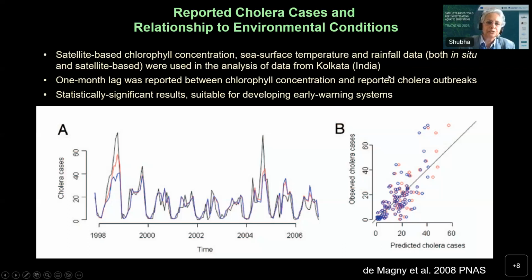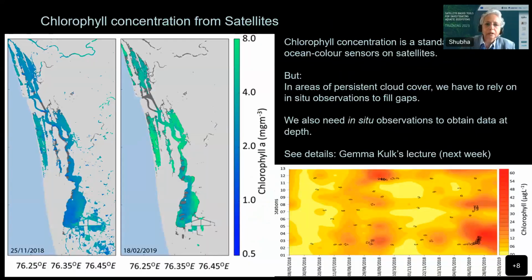And they used both in situ and satellite data. They were able to predict the occurrences of the cholera cases with a 1-month lag. So the results are statistically significant, and the 1-month lag lets you develop early warning systems.